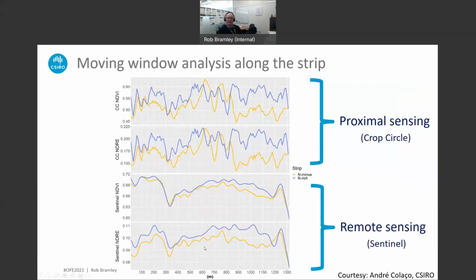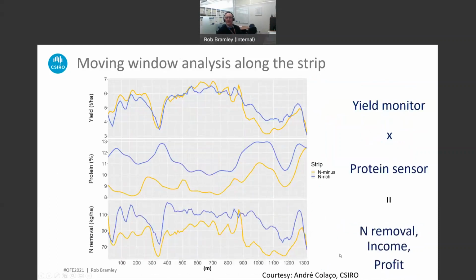One of the things we've been doing in this project is looking at this moving window analysis method along the strip, using both proximal sensing and remote sensing to underpin that mid-season decision. At harvest, we can also assess the benefits of the treatments using yield monitors and protein sensors, and look at ways in which those treatments, overlain on the variability that naturally occurs underneath the strip, can be used to inform a better decision.